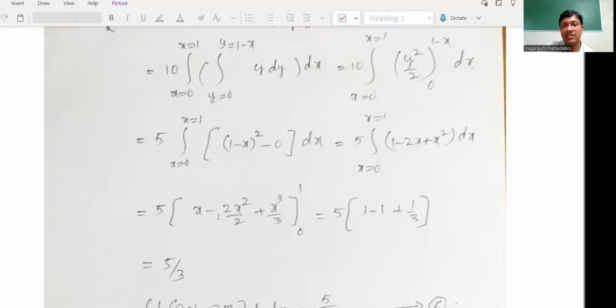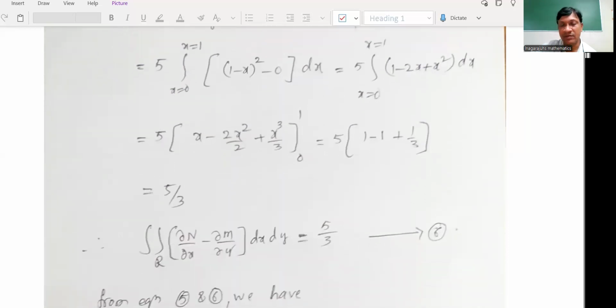So integration of 1 is x, minus integration of 2x, which is 2x square by 2, the 2 will get cancelled, plus integration of x square, which is x cube by 3. The limits are 0 to 1. Substitute the limits: x is 1 minus 0, 1 square minus 0 square, that is 1. Then 1 by 3 into 1 cube minus 0 cube. So here we will get 5 into 1 minus 1 plus 1 by 3. Here plus 1 minus 1 will get cancelled. So by multiplying 5 into 1 by 3, we are getting 5 by 3. So here the LHS and RHS of the Green's theorem are both equal, and this is verified.